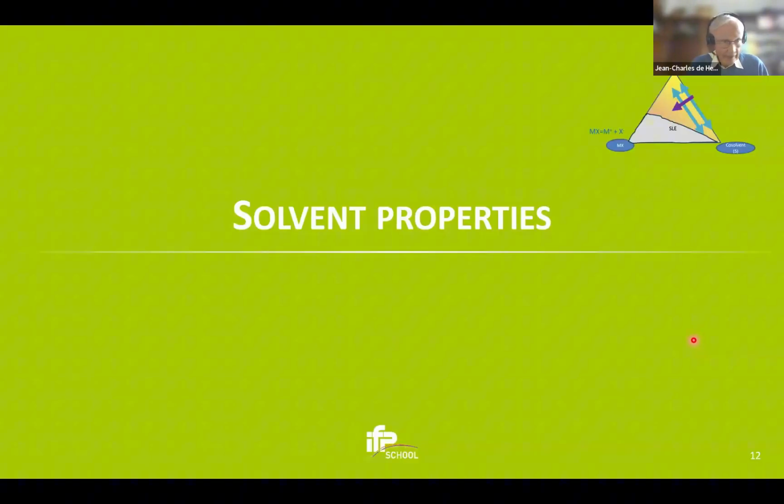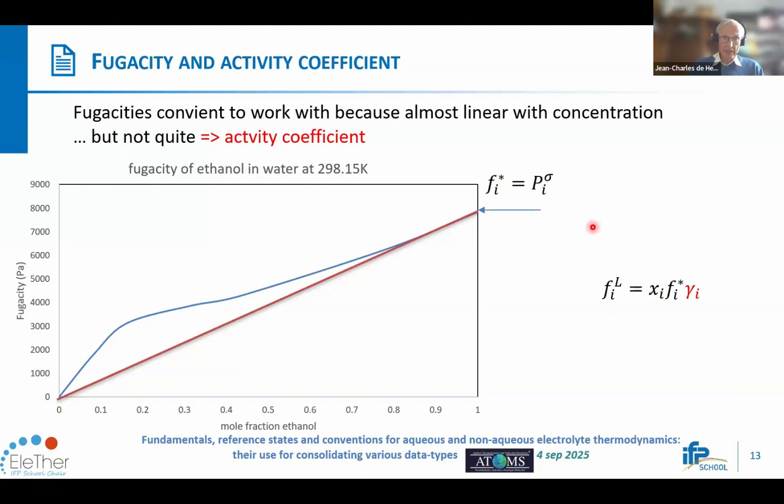Once this is said, we can now focus on the solvent properties. This means that in my ternary diagram here, I'm going to focus on the derivatives along this line, and we're going to see how they are impacted by the presence of salt. At first, fugacities. Fugacities are convenient to work with because they are almost linear with concentration, but not quite.